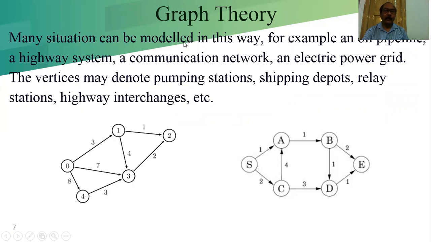Many situations can be modeled in this way. For example, an oil pipeline, a highway system, a communication network, an electric power grid. The vertices may denote pumping stations, shipping depots, relay stations, highway interchanges, etc. We can represent all these models by a directed graph with weights. Network systems also we can represent by this.